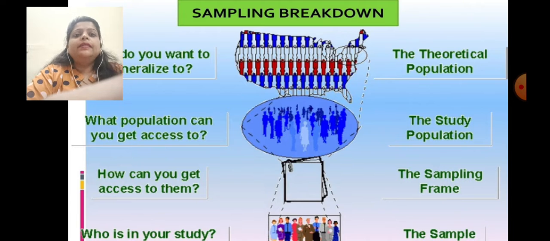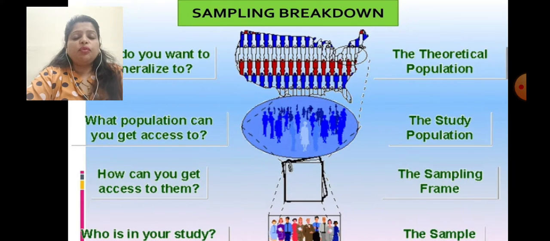Okay, then third comes how can you get access to them. We can take permission for them through the principal ma'am or through the management committee that we want to conduct a study research on them. So like that we can get the access to them, and we have selected BSc nursing third year students. So the sampling frame consists of BSc nursing third year students of Index Nursing College. Then who will be there in your study? They are known as the sample.